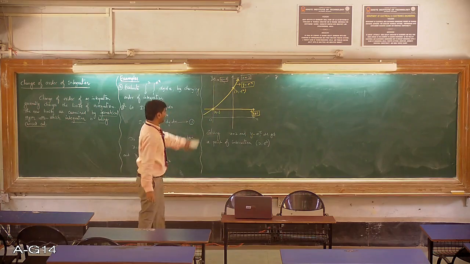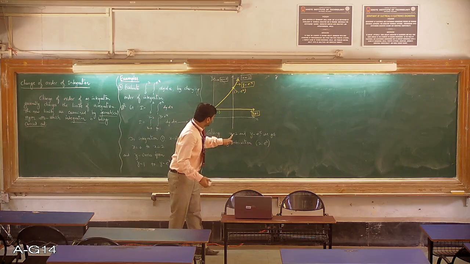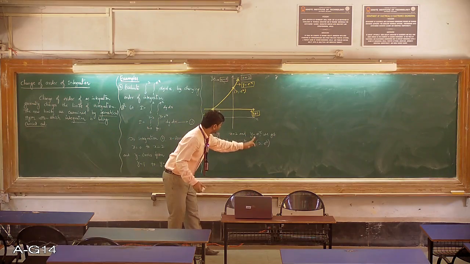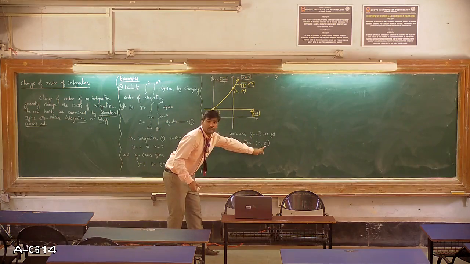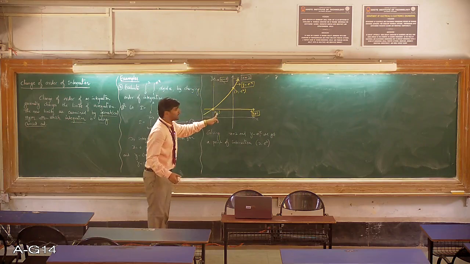Okay, 2 comma e square. Very simple. The x coordinate is 2 only, and if you put x equals 2 in this, then the y coordinate becomes e square. So the x coordinate is 2, the y coordinate is e square. So this is a point of intersection, and the other point of intersection is 0 comma 2.